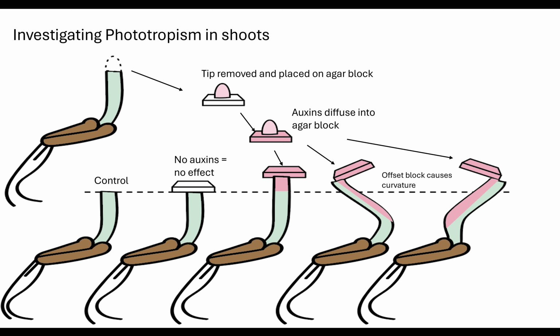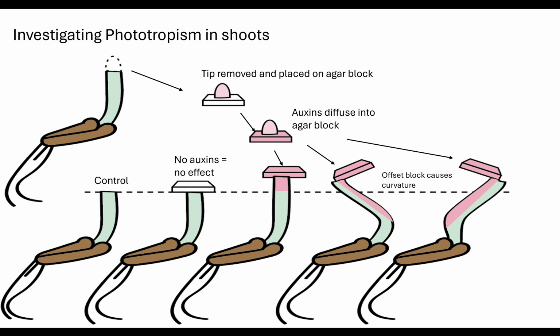If we then take this agar block which has the auxins diffused in it and we offset it, if we place it to only one part of the coleoptile shoot, what we notice is the offset block actually causes curvature. Now, because of the way of that curvature, that proves that as the auxin was diffusing down through the shoot, it was causing cell elongation at that point.